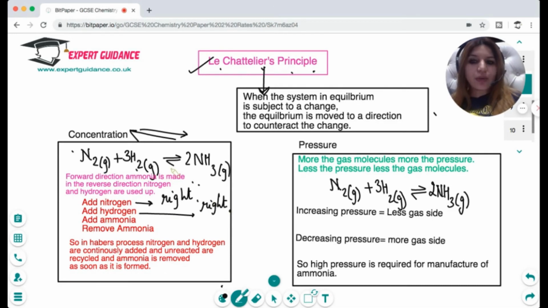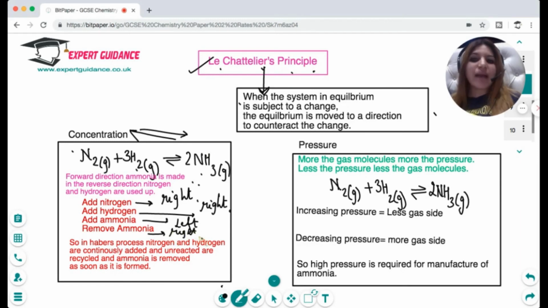Let's take ammonia. If you add ammonia, according to Le Chatelier's principle, what will the system do? It will try to decrease ammonia. Decrease ammonia means move to that side which is using up ammonia. So the equilibrium will shift towards the left. On the other hand, if you remove ammonia deliberately, the system will need to move to that side which will make up ammonia. So the equilibrium will shift towards the right.